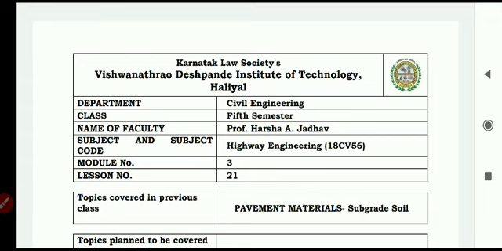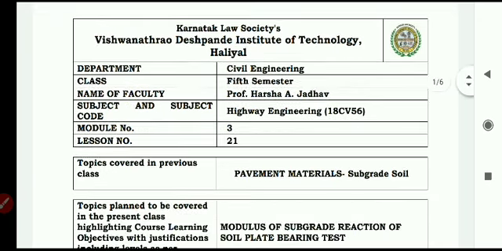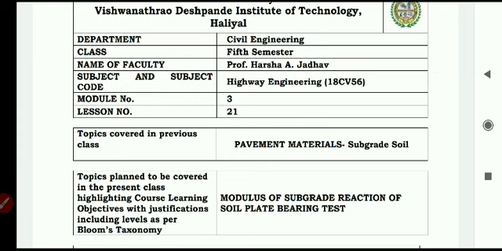I'm going to deal with highway engineering with the subject code 18CV56. In today's class, that is module number 3 and lesson number 21, I would like to discuss modulus of subgrade reaction using the plate bearing test.